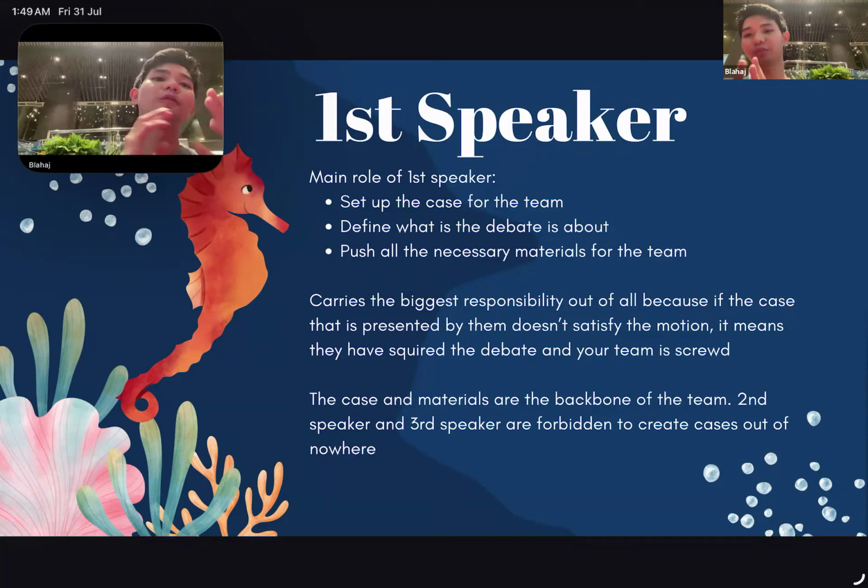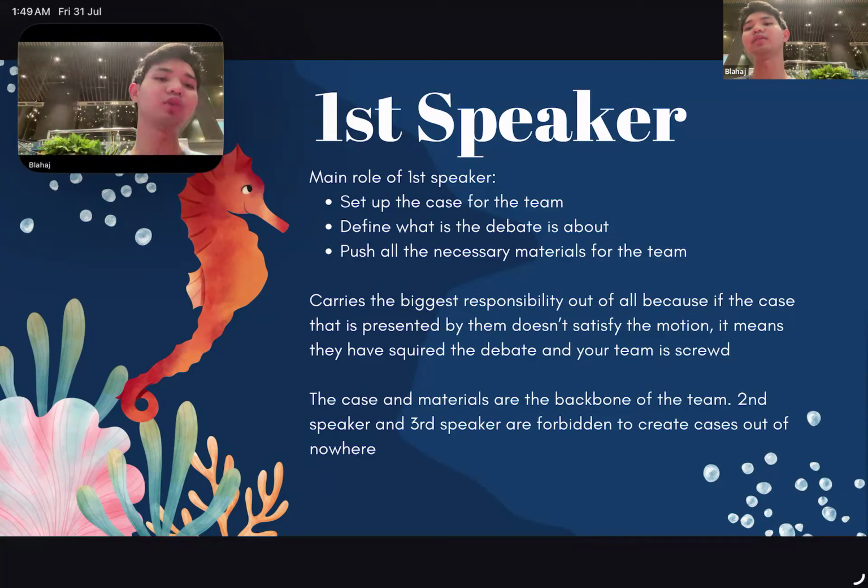So the first speaker carries the biggest responsibility of all, because if the case that is presented by the team doesn't satisfy the motion, it means they have screwed the debate and your team is screwed. In a simpler context, your team debated the motion wrongly and you are debating out of topic, which is something that no first speaker or team wants to have.